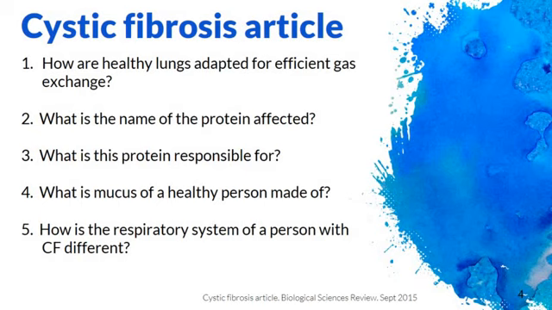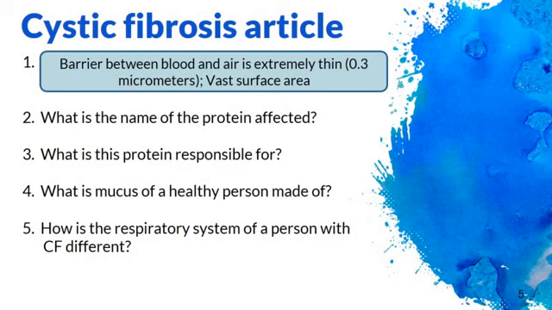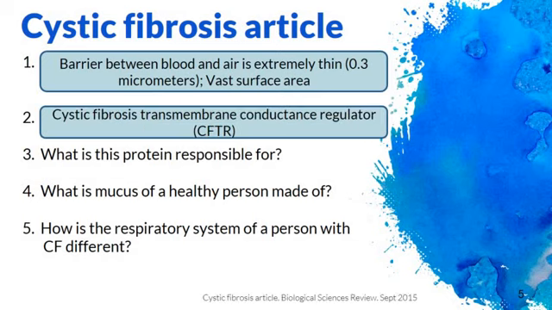And let's look through our answers. Firstly, in healthy lungs, we have a very thin barrier between the blood and the air, and also your lungs would have a very vast surface area, huge surface area. The protein that is affected is called the cystic fibrosis transmembrane conductance regulator, and thankfully we can shorten that down to CFTR.